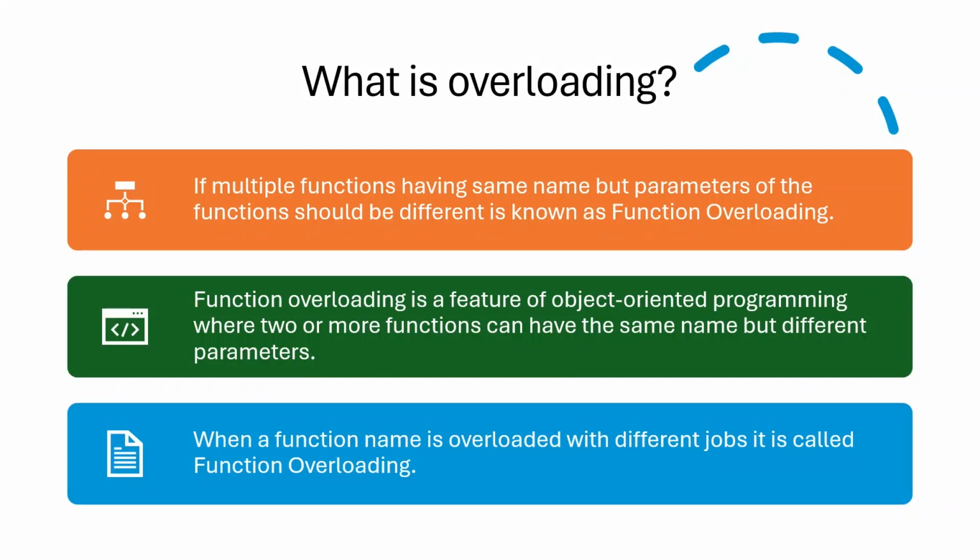If multiple functions have the same name but the parameters of the functions are different, it is known as function overloading. So here in C++, we know the concept of calling a function by reference, and we know for what purpose we use functions: to perform a particular task and to simplify our program. These are all the purposes we use functions for.